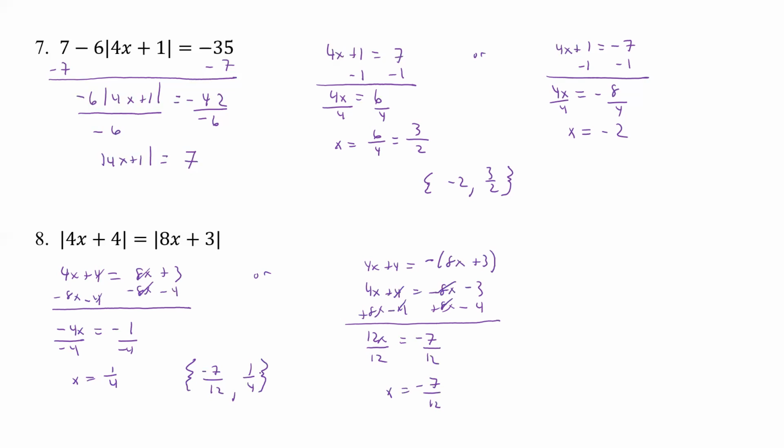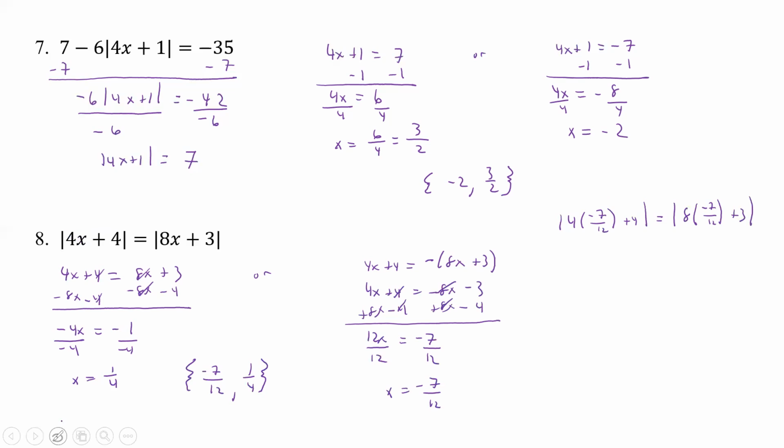Now, one thing I've sort of failed to do this whole time is actually check any of my answers. So what we're going to do this time is actually check the answers. And what we have to do is plug both of those back into this original equation. So we have absolute value of 4 times, let's do the negative 7 over 12, and then plus 4 equals absolute value of 8 times negative 7 over 12, and then plus 3.